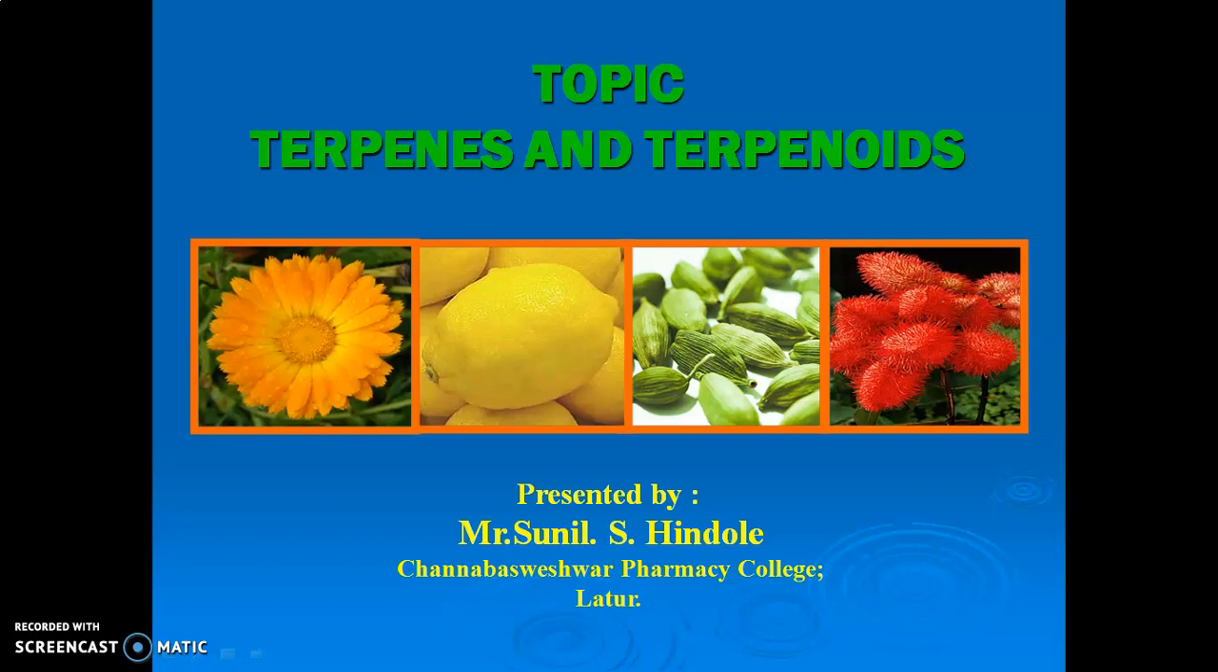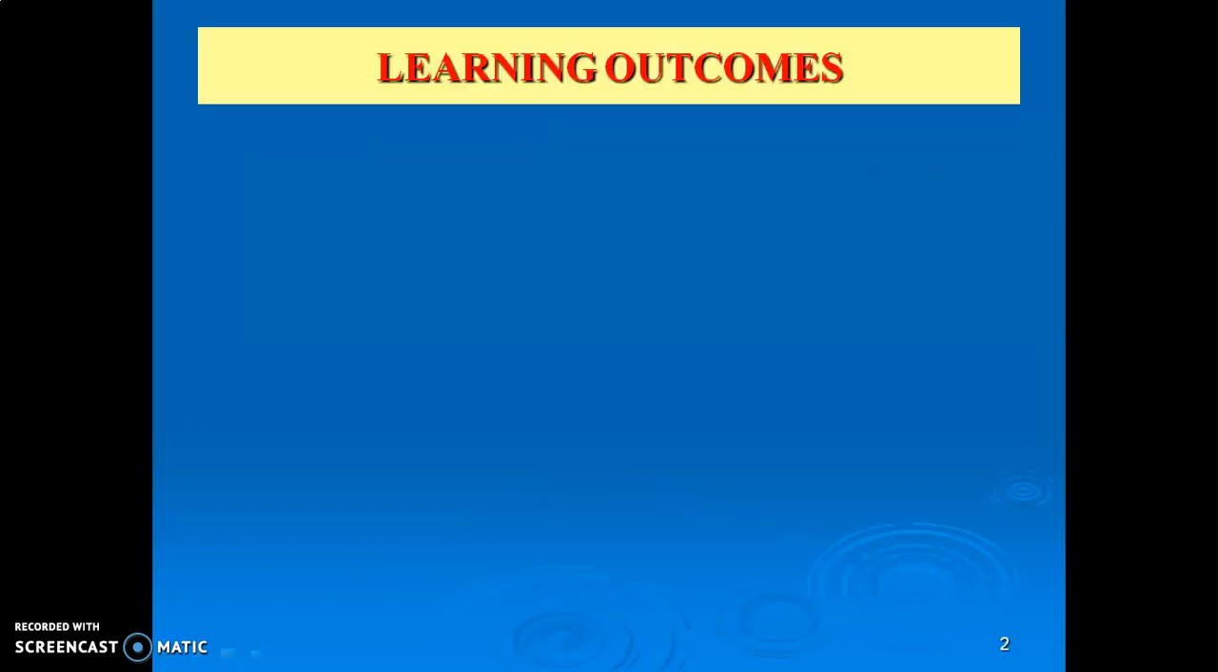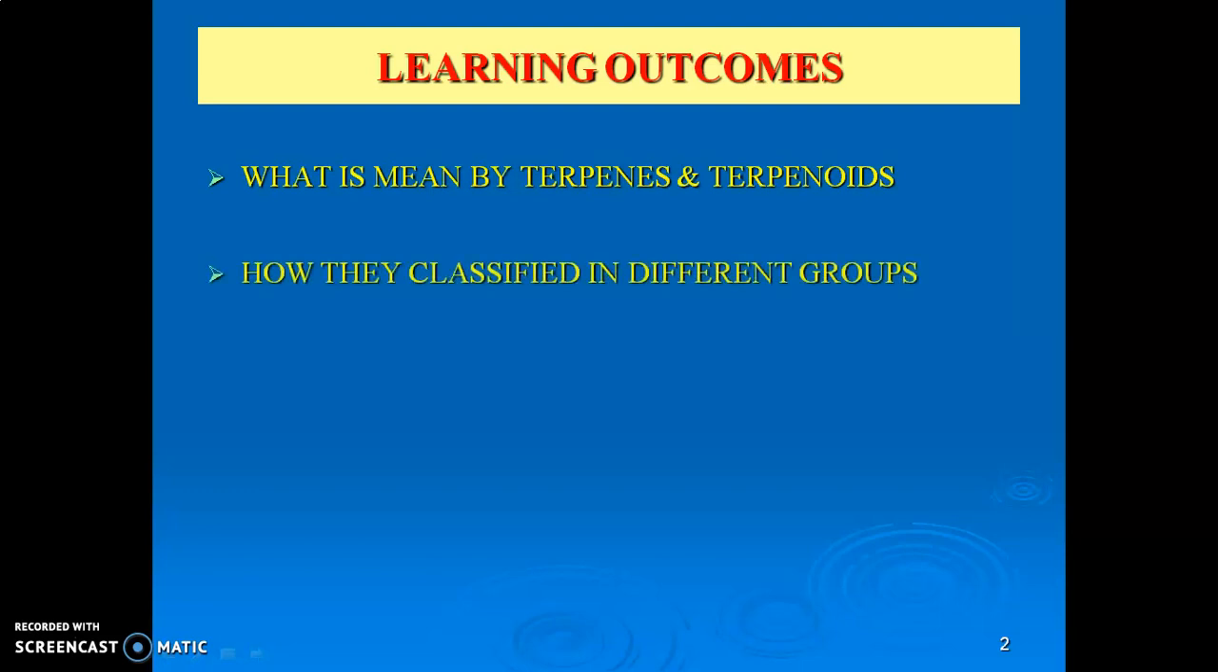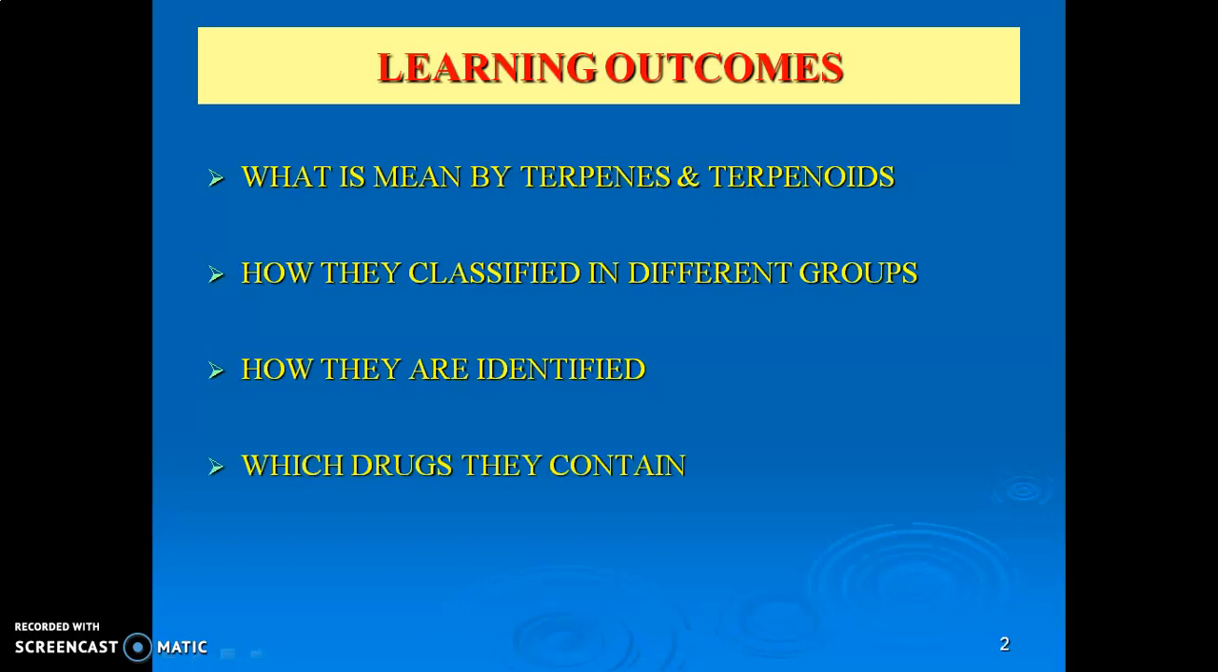Today I am going to discuss the topic terpenes and terpenoids. In this topic we are going to discuss different points in further slides. After completion of this topic, the following learning outcomes will be understood by you: what is meant by terpenes and terpenoids, how they are classified into different groups, how they are identified by using various chemical tests, and which drugs contain them. So we'll discuss one by one.